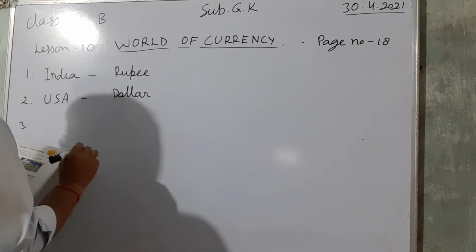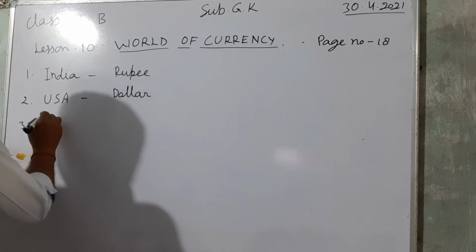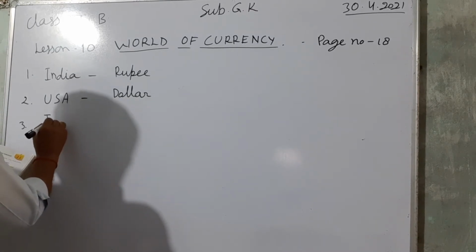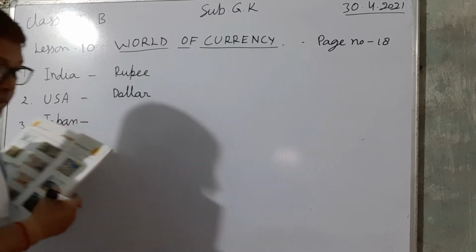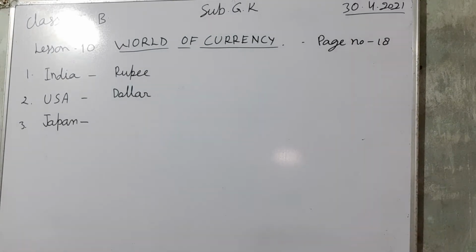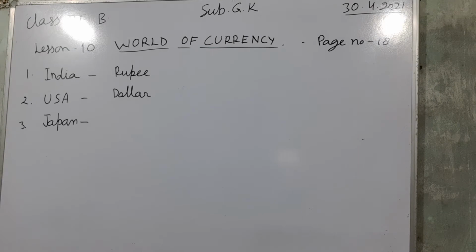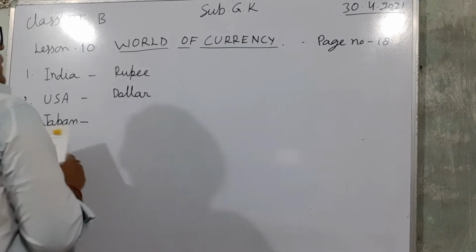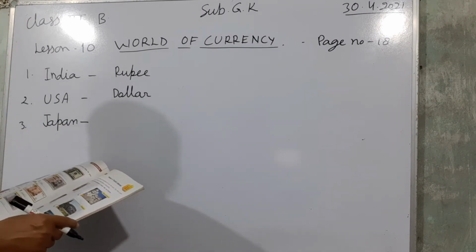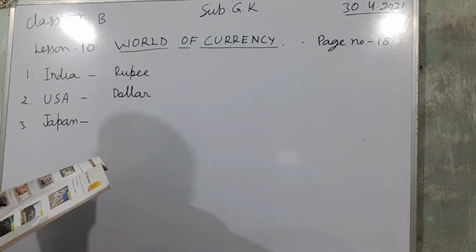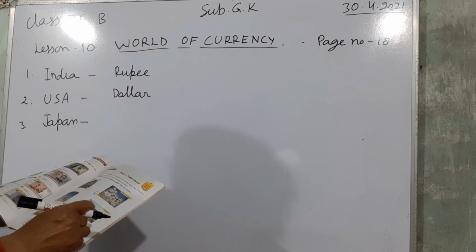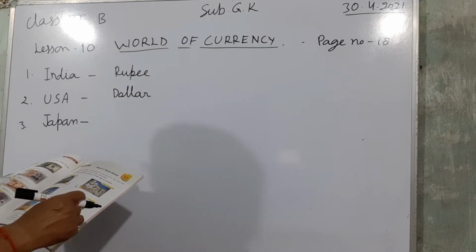Now third, it is Japan. Third country is Japan. Now the currency of Japan. See, it is in help box, it is written. So currency of Japan is yen.